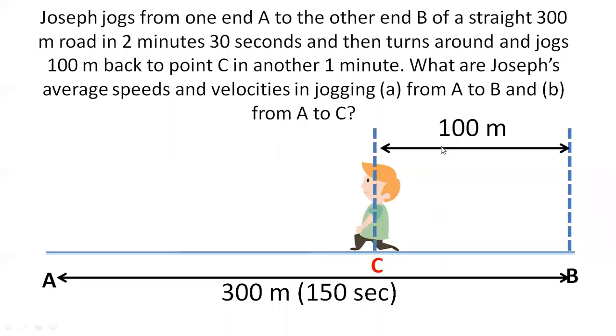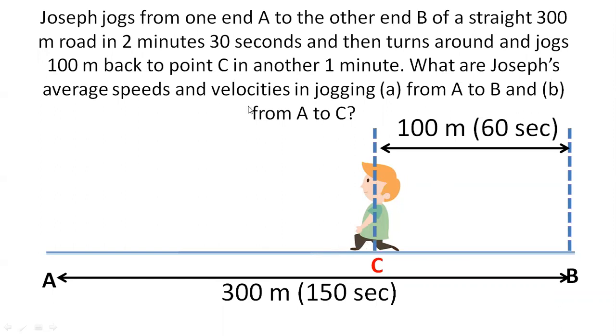How much distance has he traveled from B to C? 100 meter. And what is the time required for this? That was 1 minute. But you know, we cannot take minutes. We have to take seconds. So that would be 60 seconds. So first, Joseph went from A to B. Then he went from B to C. And all the things we have mentioned here, right?